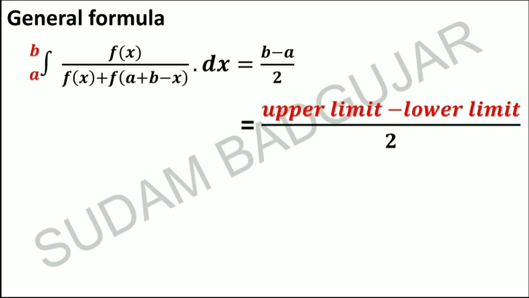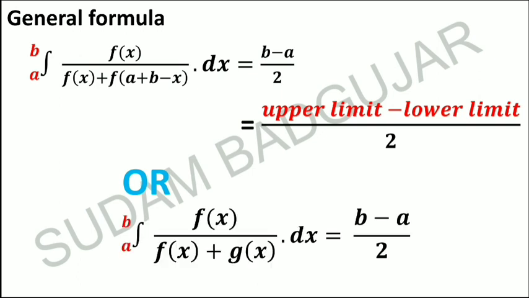But don't apply this shortcut formula in the board exam. This is for competitive exams, like CET and JEE, right? Now again I explain this. The denominator is a sum of 2 terms, not a subtraction or difference of 2 terms. The second point: after applying the property, I am talking about the denominator, f of x plus f of a plus b minus x, the first term becomes the second and the second becomes the first. That time you have to apply this shortcut formula.